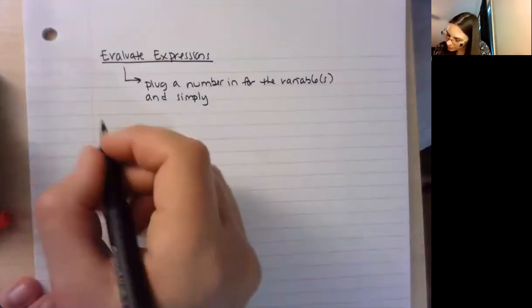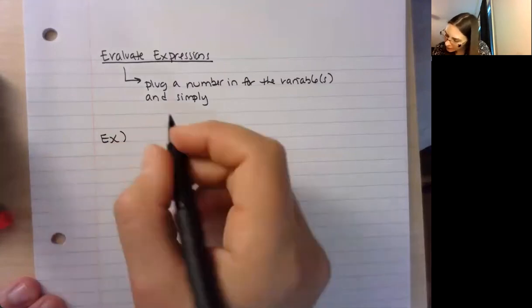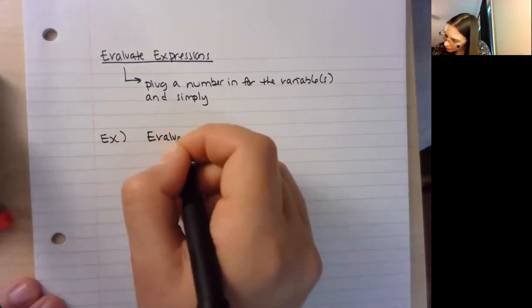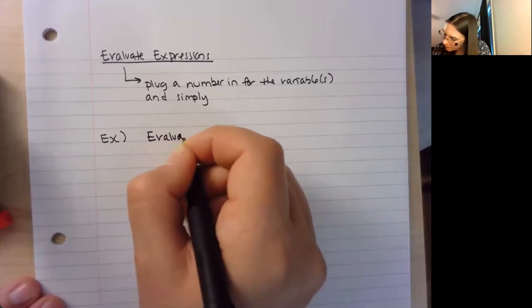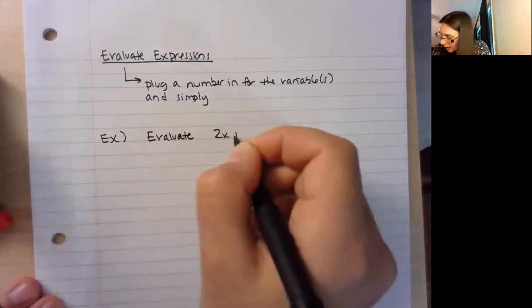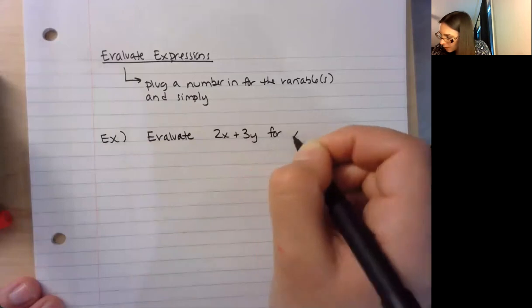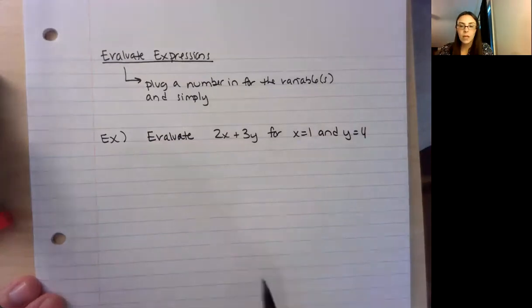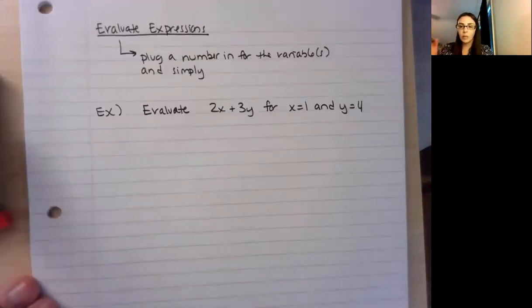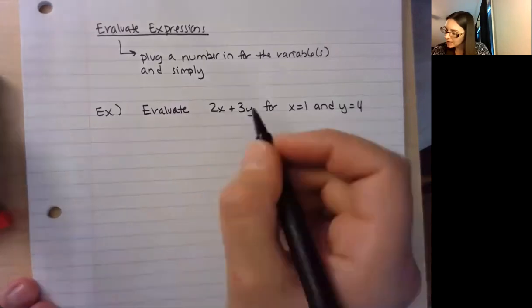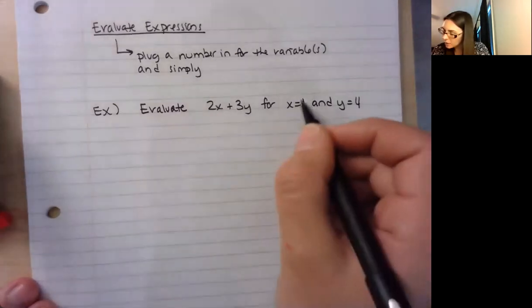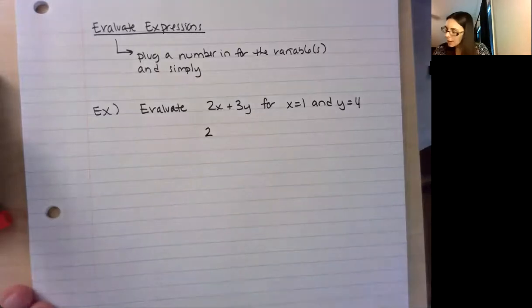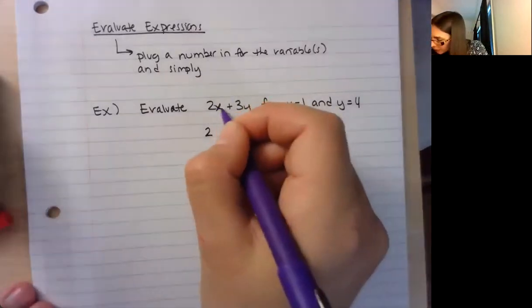So for example, let's evaluate 2x plus 3y, for x equals 1 and y equals 4. So what we're going to do is we're going to take those numbers and plug them in for the variables instead. Now, what I usually like to do is I like to use parentheses here. So where I see an x, I'm going to replace it with the number 1. So this becomes 2. And then again, that x, I'm going to replace with number 1.